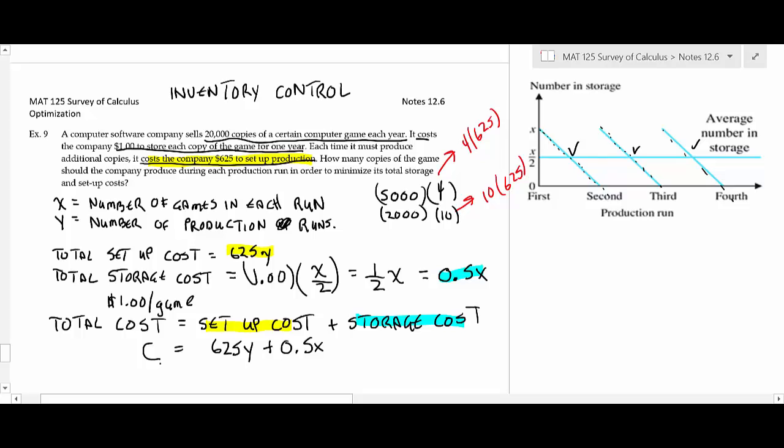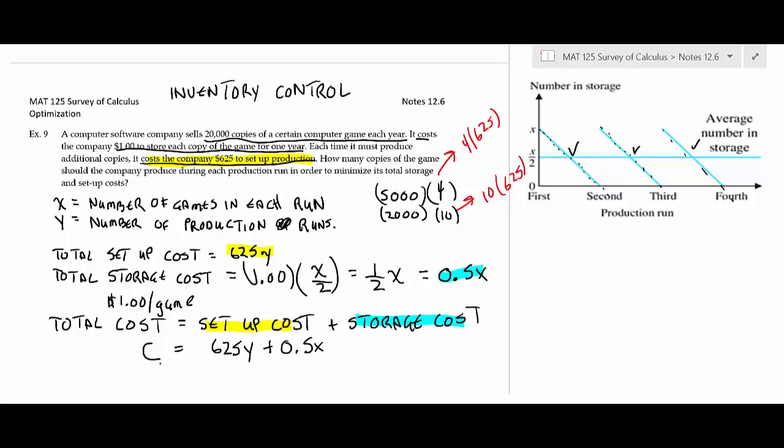This is the one that's a little bit harder, I think, to understand. Remember, what is y? Y is how many times they produce. So if you produce your games 10 times, then 10 times 625 is how much it costs to start up the production. And x is how many games you're producing. We're basing that on the average because we're doing different runs. So that's what we're going to take a derivative of.